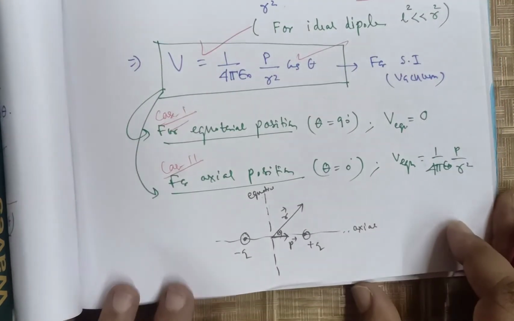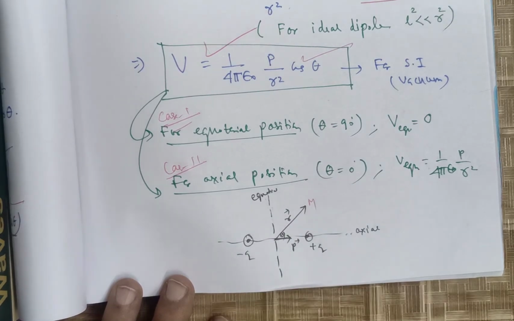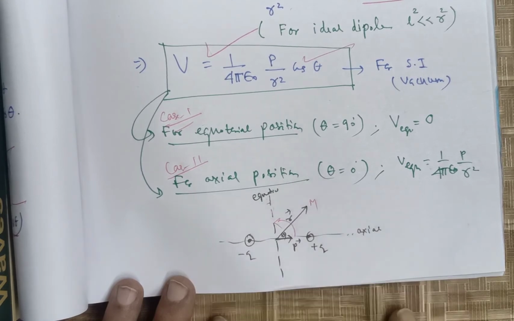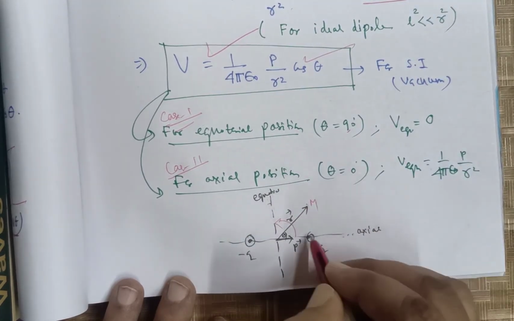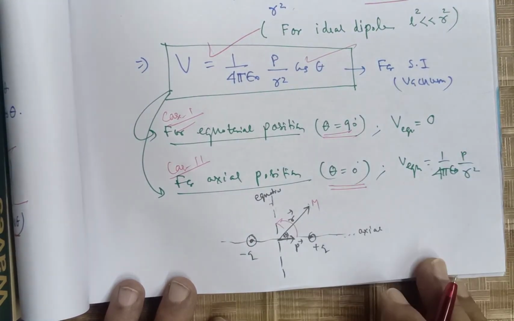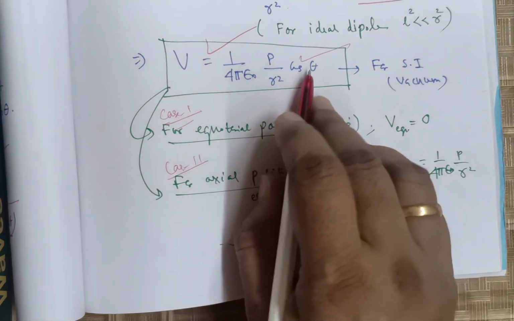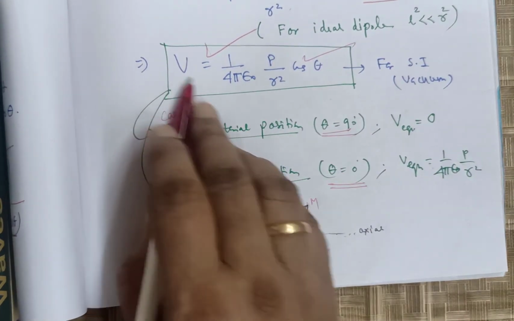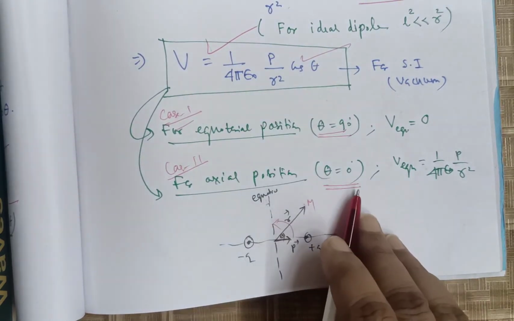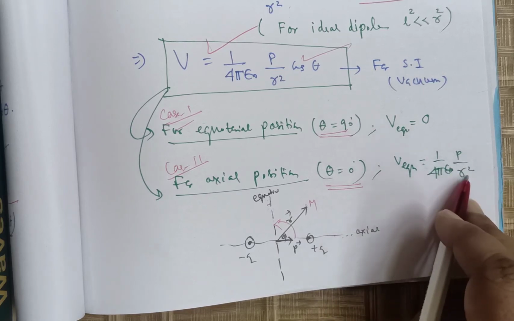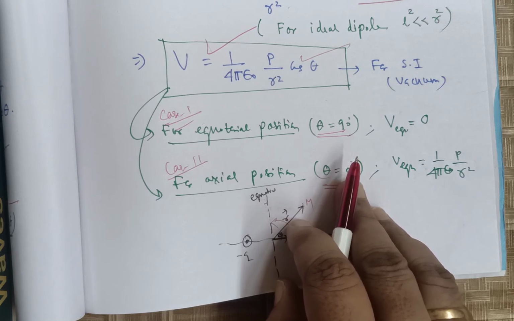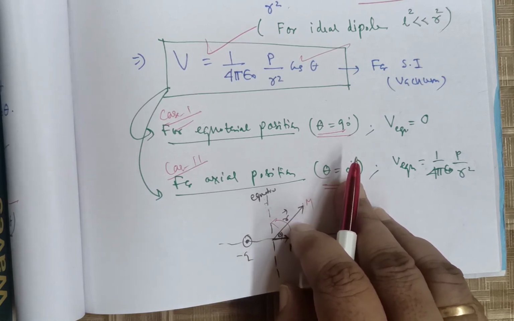In this class today this is our case 1 and this is our case 2. First you see the diagram. This is any arbitrary point M here. Case 1 means equatorial position, that means point M will be on this side, so theta will be 90 degrees. When we come to the axial position, theta will be 0. For the equatorial position, the electric potential will be 0 because cos 90 is 0. For the axial position, theta is 0, so your answer is 1 by 4 pi epsilon 0 P by R square.